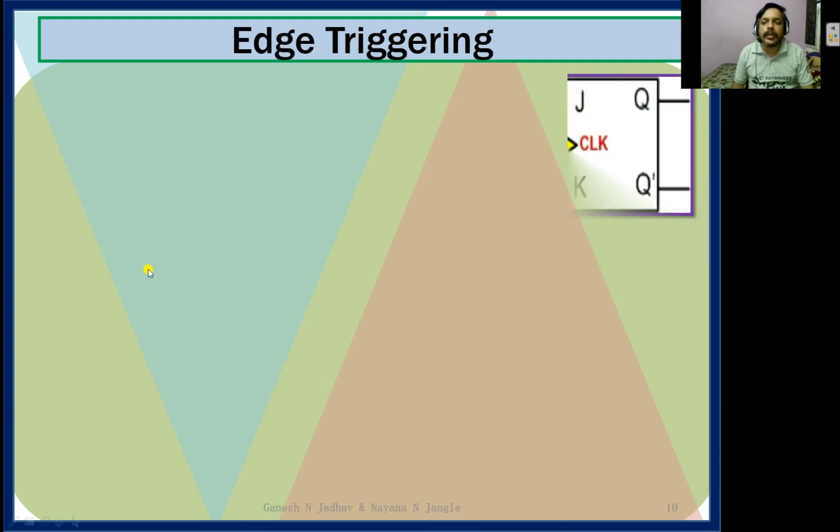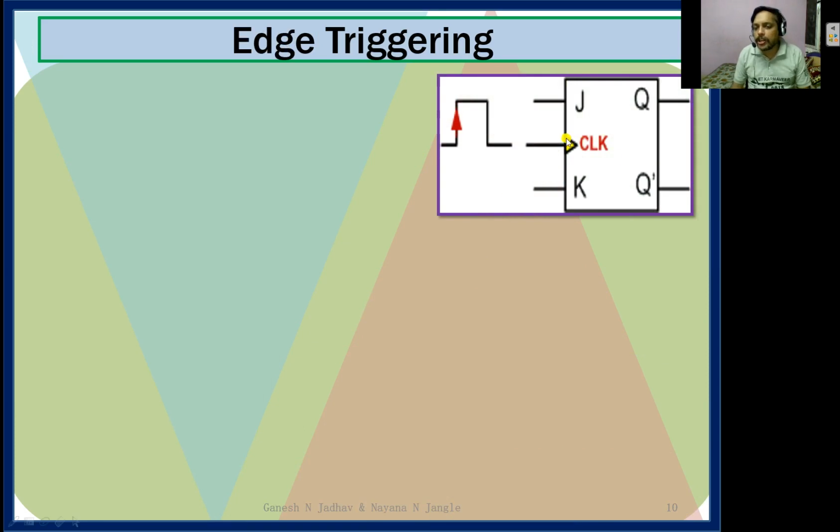So what is edge triggering? In case of edge triggering, if you observe, this triangle is shown. This triangle indicates that this flip-flop has edge triggering. What do you mean by edge triggering? When the clock is changing from 0 to 1, at the same instant the output is changing, so it is called edge triggering.